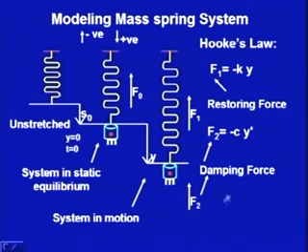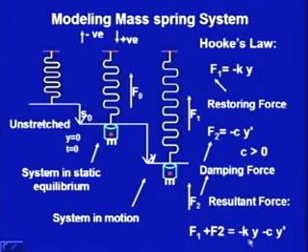So, now the resulting force: this c we are also taking as positive, this k is also positive. The resultant force would be F1 plus F2. So, the total force would be minus ky minus c y dash.